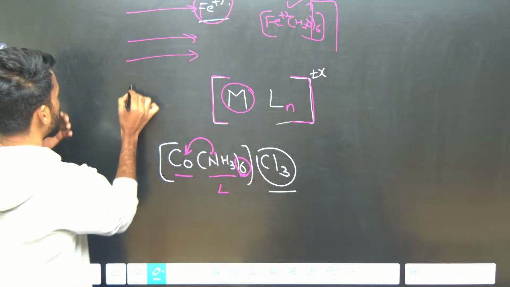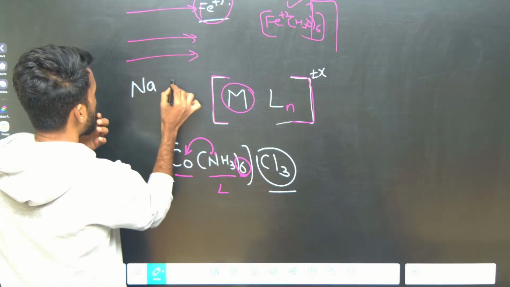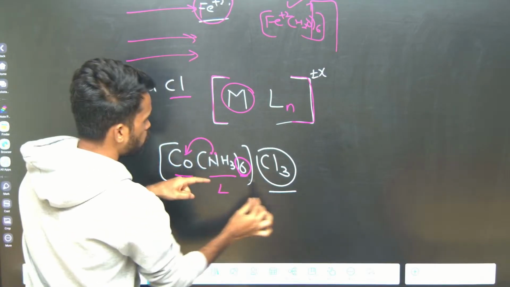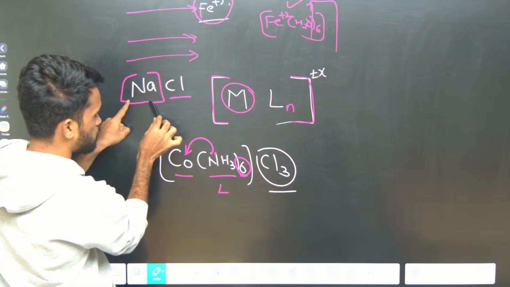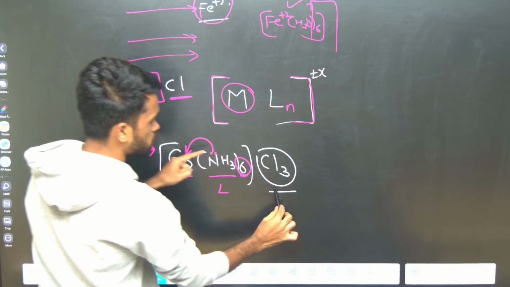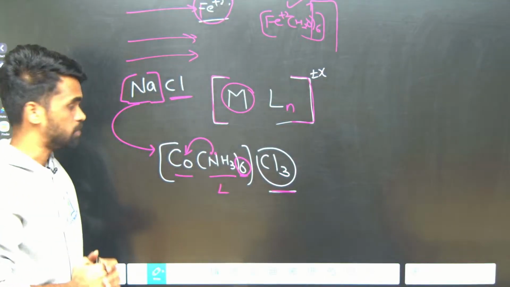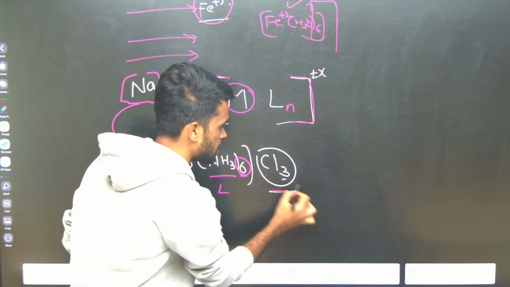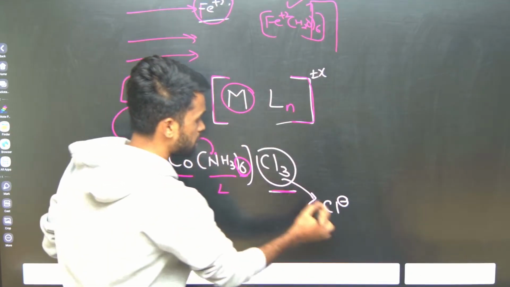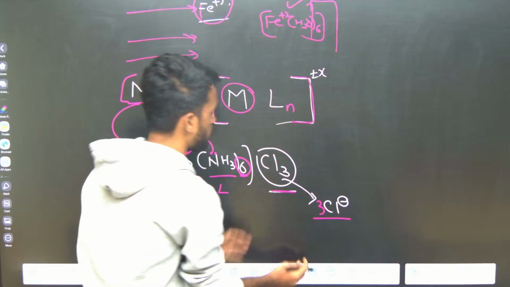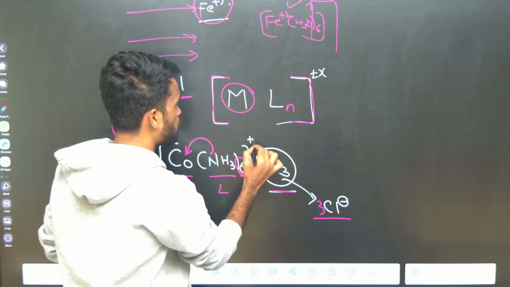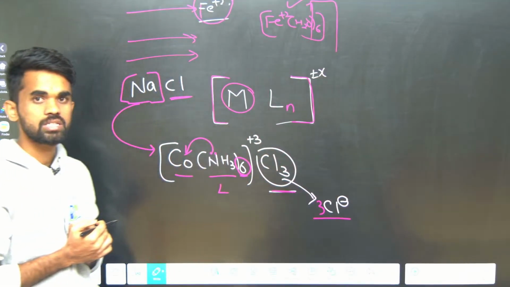For example, whenever you write sodium chloride, how do you write it? First the cation followed by the anion. So in the cationic position we have our metal complex ion, and in the anionic position we have the chloride ions. We know halogens have a negative charge, so they are in chloride form, minus. How many are there? 3. So 3 chloride ions. If you remove these 3 minus charges, our complex should have a positive 3, so plus 3 oxidation state on it.